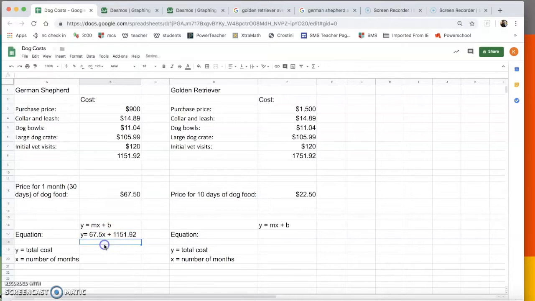So there's our equation for the German Shepherd. Then we're going to come over here to the Golden Retriever, and the upfront costs are $1,751.92. It's going to be the y-intercept. So I'll type that in. And then we need the amount per month.